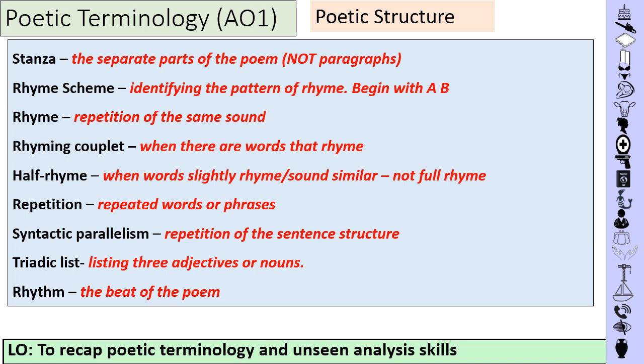Half rhyme, where words slightly rhyme or they sound kind of similar, they're not a full rhyme. Repetition, where something is repeated. Syntactic parallelism, the repetition of a sentence structure. So, for example, I came, I saw, I conquered. It's the same sentence type, same structure. Triadic list, listing of 3 adjectives or nouns. And rhythm is the beat of the poem.